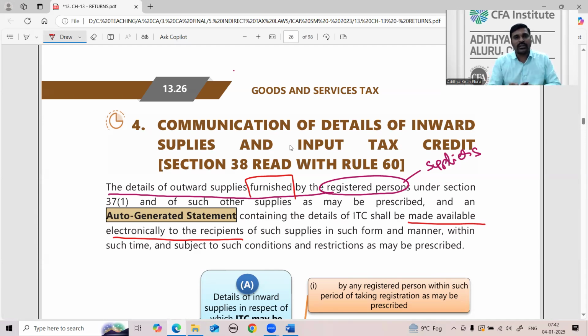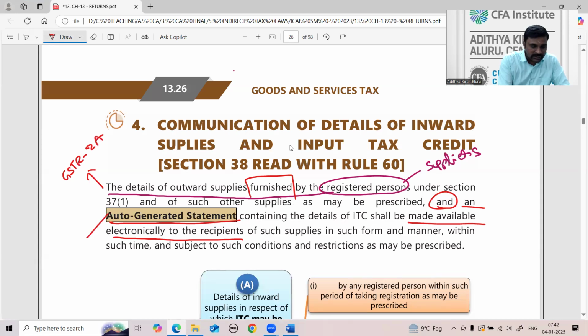So who is uploading the data? Who is furnishing the data? Supplier. To whom is that data available online? To the recipient or buyer. The details of outward supplies and an auto-generated statement. These details of outward supplies is called GSTR 2A and this auto-generated statement is called GSTR 2B.